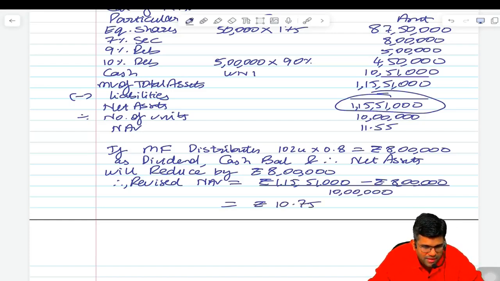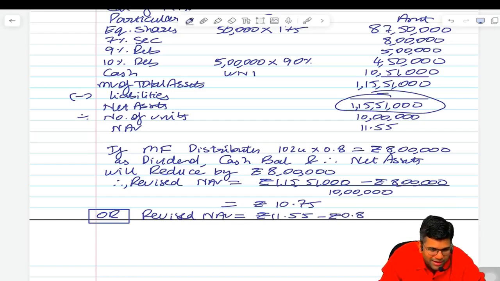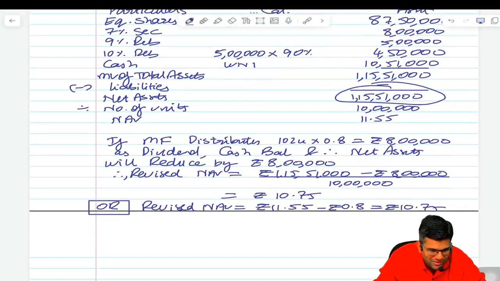Revised NAV. I can also say something like this to all of you, that revised NAV, can I say my original NAV per unit was 11.55? Per unit I am reducing 0.8. Are you all able to understand? It is the same answer, 10.75. You understood, na? Per unit.